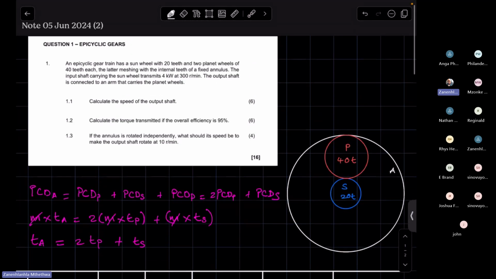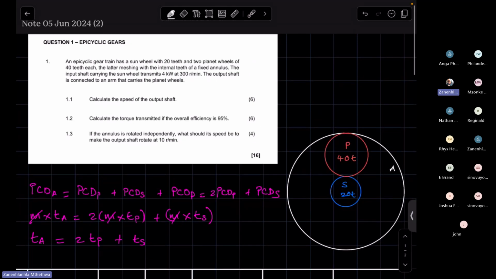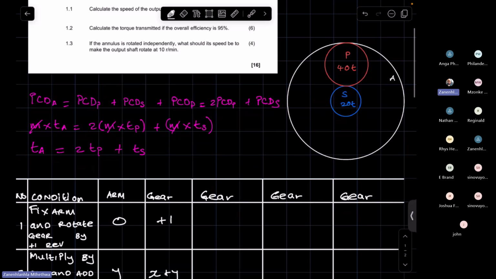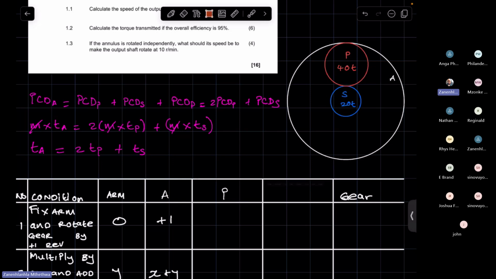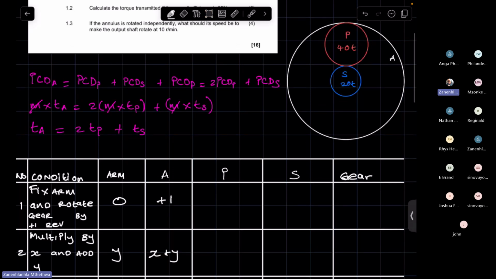The annulus hasn't been given a label either, so we are going to call it gear A, for annulus. So this represents gear A being the annulus. Same with the planetary gear: we are going to label this as P for planetary gear. And then this one is simply called the sun gear, so we're going to call it S for sun gear.